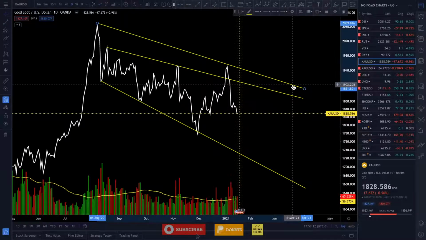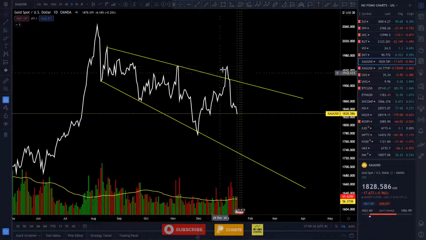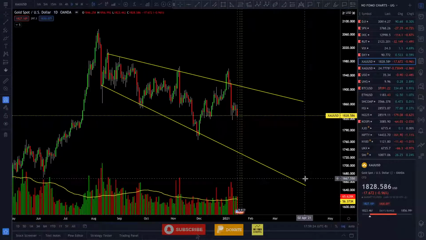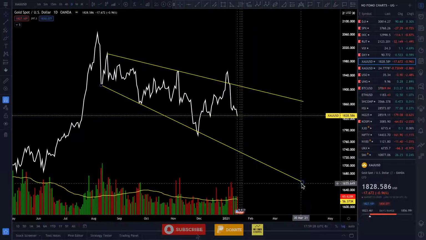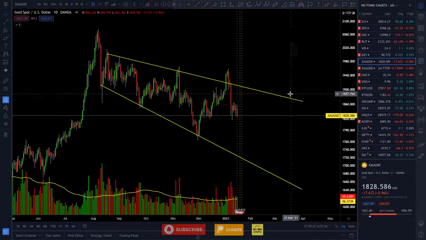I'm actually not going to use this top one because this bottom one has 2 touch points and a pierce test, which failed. So it's basically 3 touch points on each side. It's like this reverse open broadening wedge in my mind, right? I'm not going to get too into the textbook definitions. It's just basically what's happening. It's a broadening, fanning out pattern.